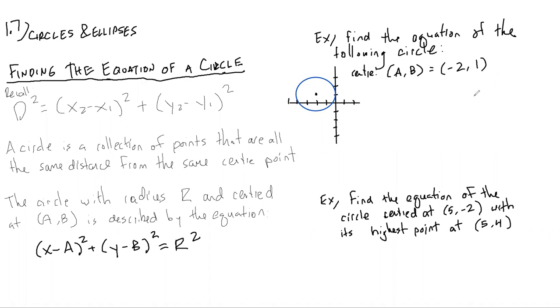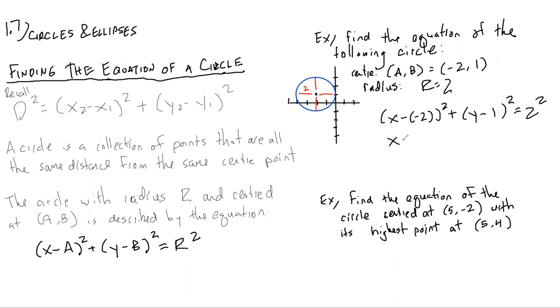And then from that, we just look at those distances to the outsides. So if I go in any direction, that looks like a distance of 2. So my radius is 2. And that's pretty much all I need to put my equation together. So what I'll have is x minus a squared plus y minus b squared equals 2 squared. And I'm just going to clean this one up a little bit. So I'll get x plus 2 squared plus y minus 1 squared equals 4.